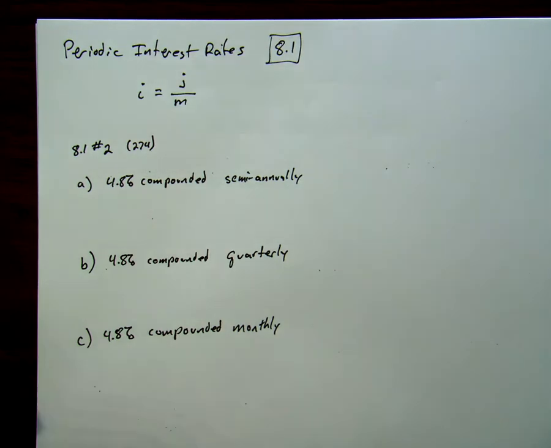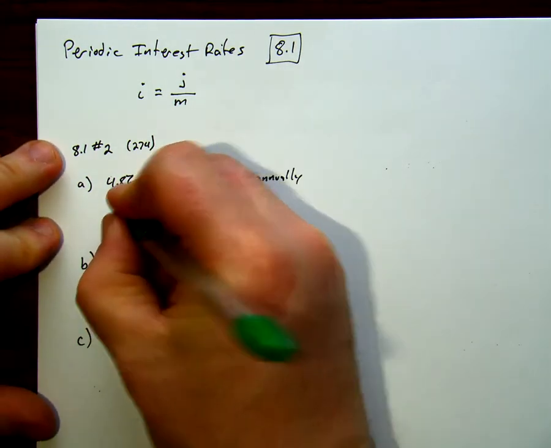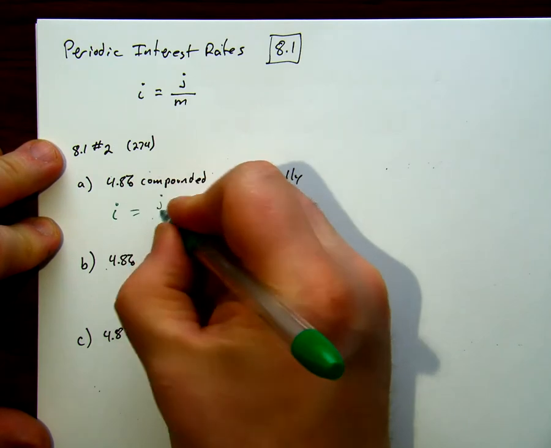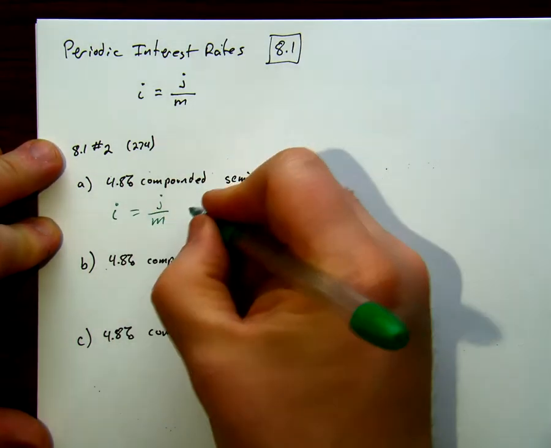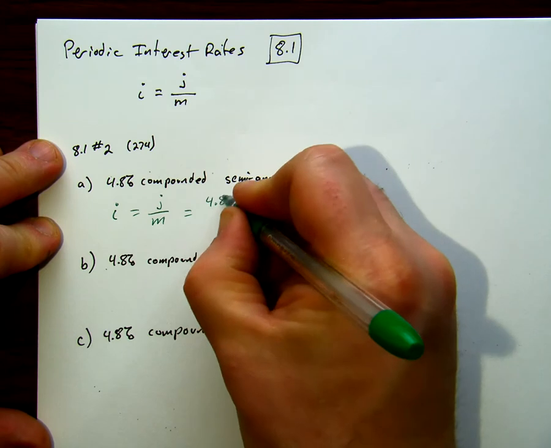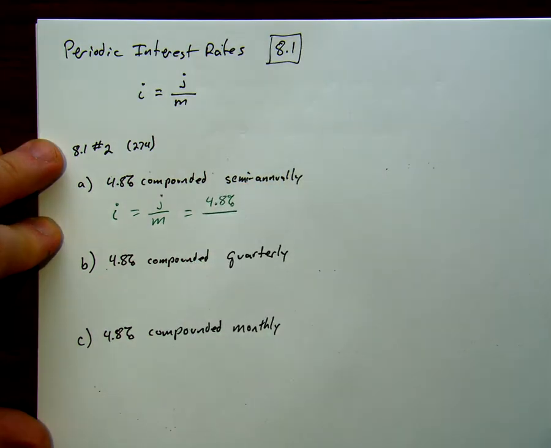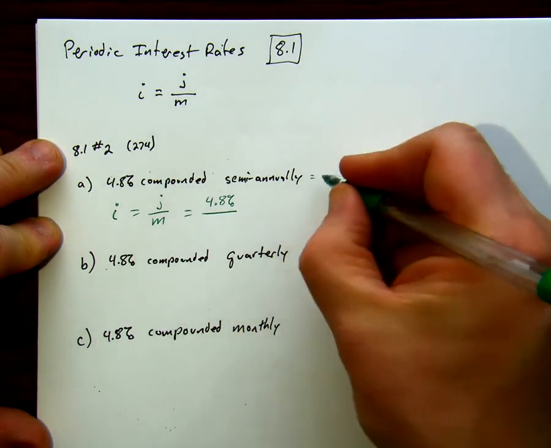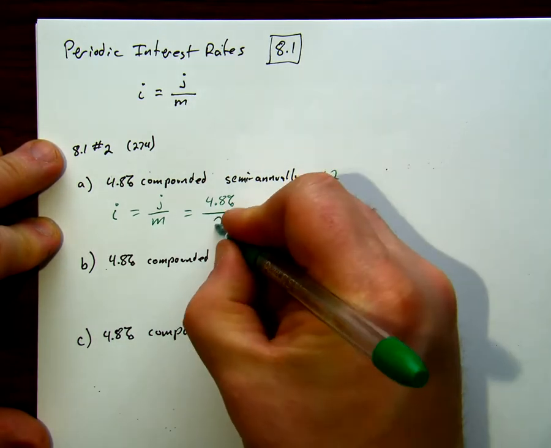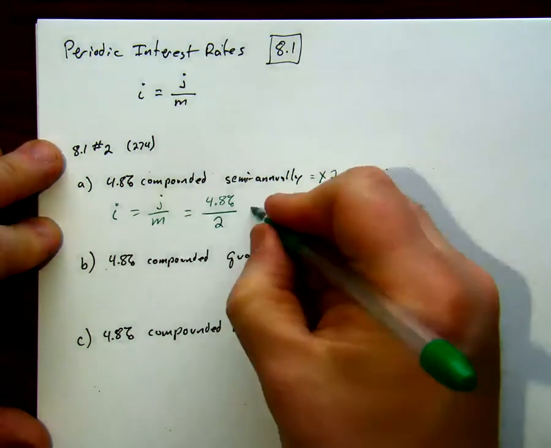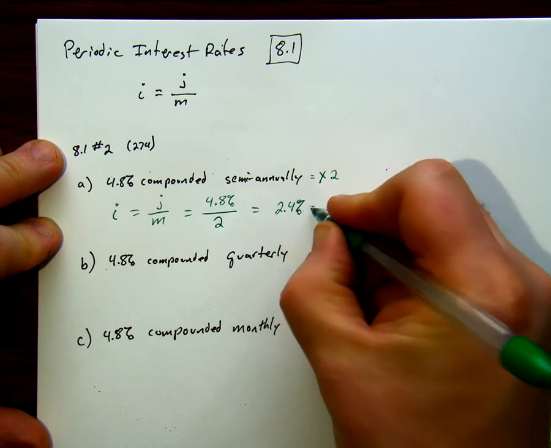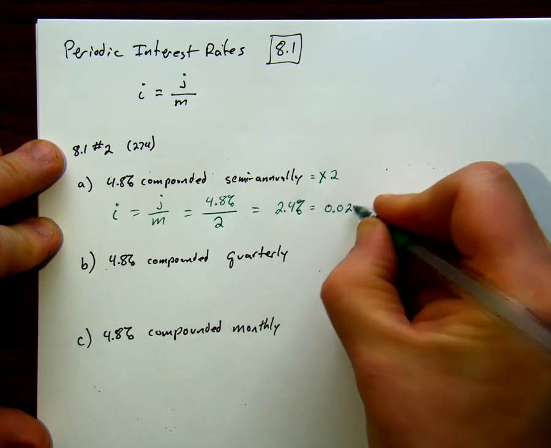Simply, what we'll do, I'll do this in green, our periodic interest rate is equal to our nominal interest rate over M. This is our 4.8% over semi-annual, which is 2 times per year, so this is 2. So this would be 2.4%, which is equal to 0.024.